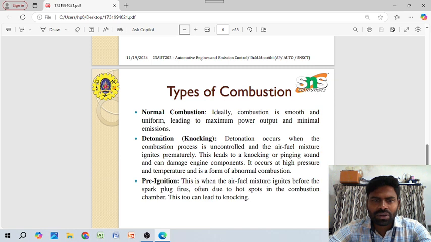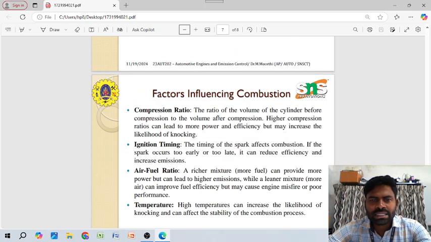And then the types of combustion: normal combustion, which is a smooth and uniform combustion process, then knocking, which is uneven combustion, and the next one, pre-ignition, where the temperature of the air fuel mixture itself is able to ignite the fuel. The factors influencing the combustion process are the compression ratio, ignition timing, air fuel ratio, and temperature. Thank you.